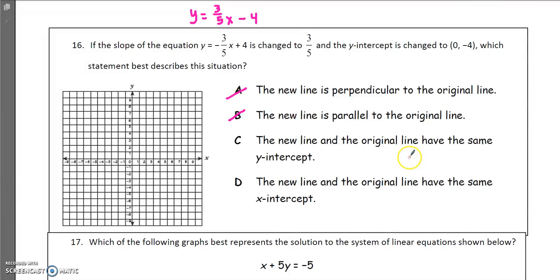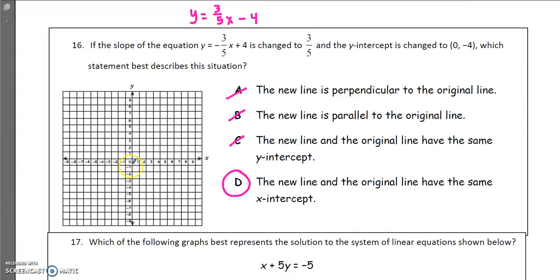The new line and the original line have the same y-intercept. Well, this is a negative 4 and this is a positive 4, so no, that's not going to be it. And then it says the new line and the original line have the same x-intercept. Well, process of elimination, that's going to be it. The bottom line is if we actually graphed both of these equations, which I'll do right now.